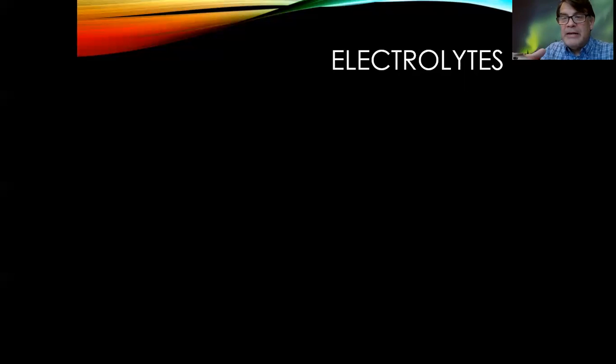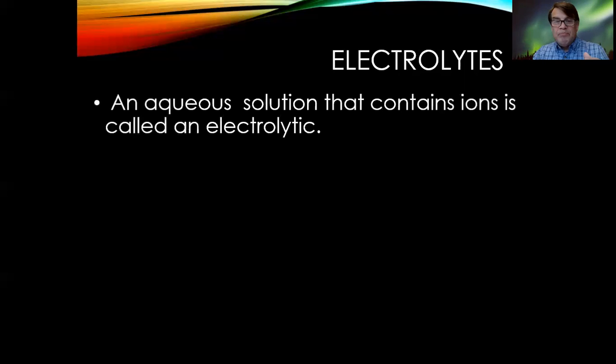Anyway, an electrolyte is basically something dissolved in a solution that's ionized. Let me start over here. An aqueous solution that contains ions is called an electrolytic solution, okay? So if you've got stuff dissolved in water and the stuff has basically broken apart into its ions, the ions are an electrolyte and the solution is an electrolytic solution.